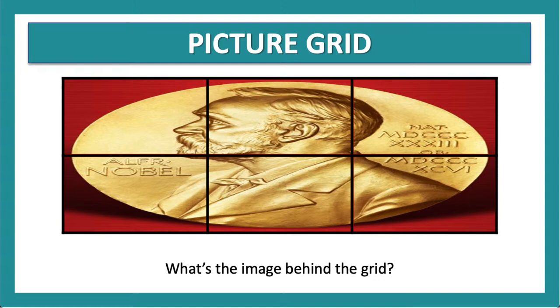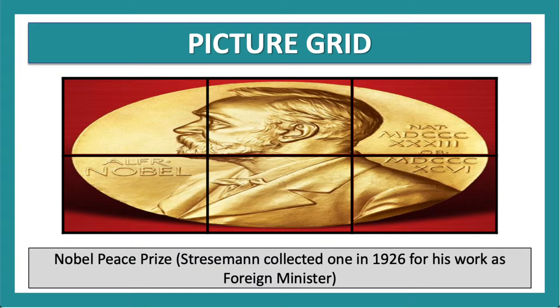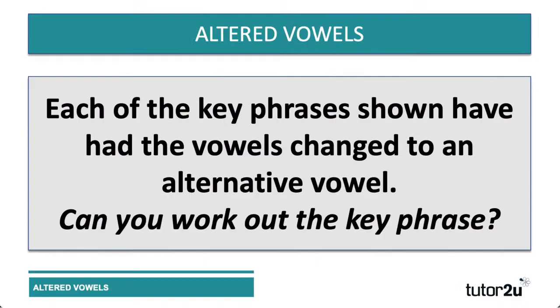And what is that image? I think we've got very close to an answer in the chat window. Let's have a look. It is the Nobel Peace Prize. And Stresemann collected one in 1926 for his work as German foreign minister. Okay, that's very good, isn't it? All right, well done if you spotted that.